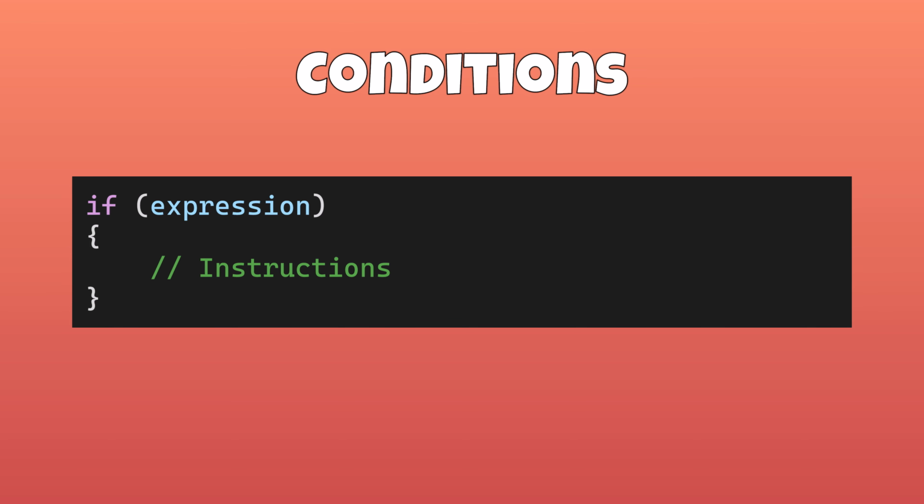There are three types of conditions in C#: if, else, and switch. Let's start with the first type of condition, the if. We start by writing the if keyword followed by a pair of parentheses, between which we write a Boolean expression, meaning that this expression must be able to be evaluated as either true or false. Finally, we add a pair of curly braces between which we write the instructions to be executed. These instructions will only be executed if the expression evaluates to true. So, if the expression evaluates to false, these instructions will not be executed.